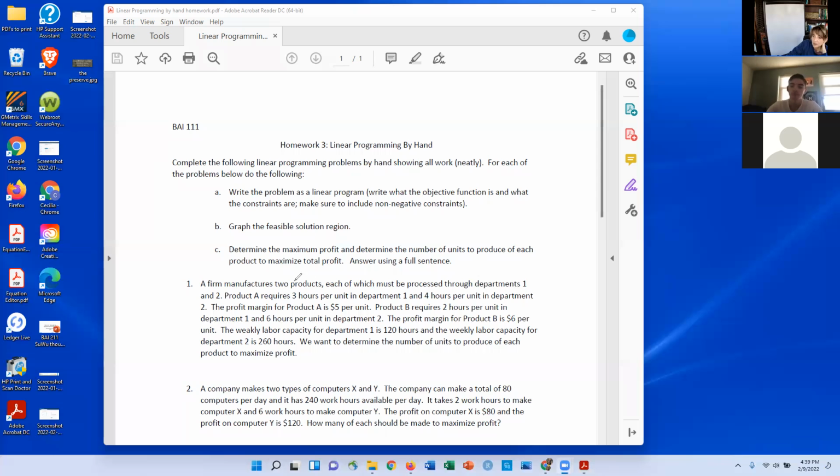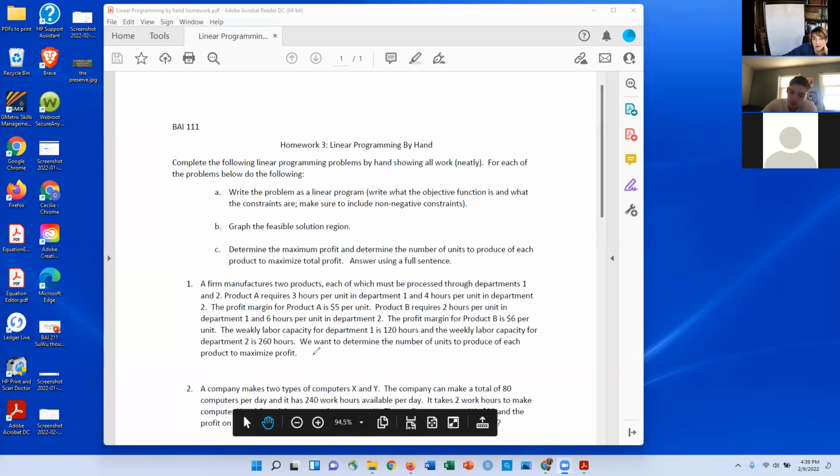Okay, so it says each of which must be processed through departments 1 and 2. Product A requires 3 hours per unit in department 1 and 4 hours in department 2, and the profit margin is $5 for product A. And product B requires 2 hours in department 1 and 6 hours in department 2, and the profit margin is $6. The weekly capacity for department 1 is 120 hours, and the weekly labor capacity for department 2 is 260. We want to determine the number of units to produce of each product to maximize profit.